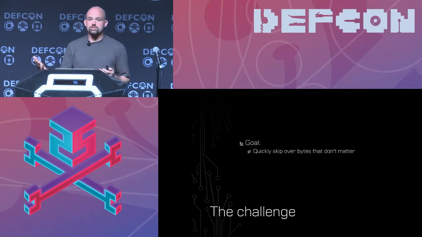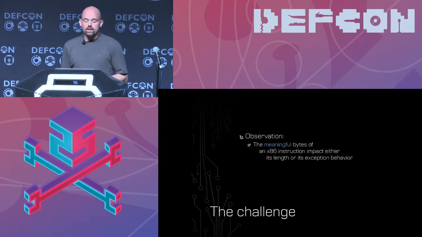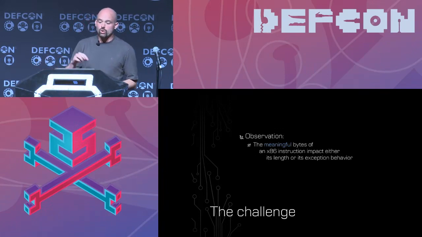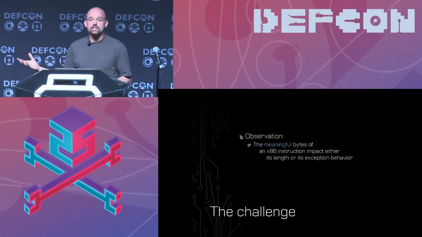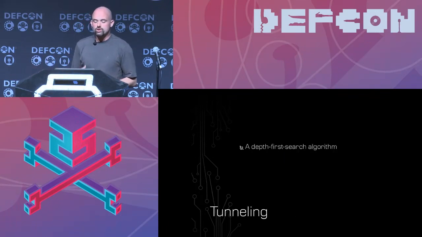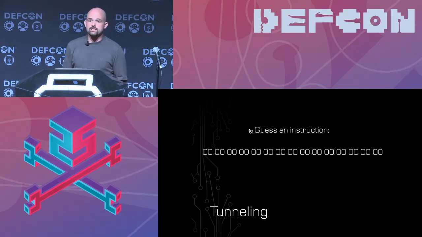We want to find a better way to search through this instruction set. Really, our goal is to find the bytes in the instruction that actually matter so that we can fuzz those and ignore all the bytes in the instruction that don't matter. So I want to throw out an observation here: the meaningful bytes in an x86 machine instruction impact either that instruction's length or its exception behavior. Basically, the meaningful bytes change something important about the instruction, and the bytes that don't really matter don't change anything important about the instruction. So I came up with this idea of a depth-first search algorithm that would let us search through all the reasonably distinct instructions inside of the x86 instruction set.